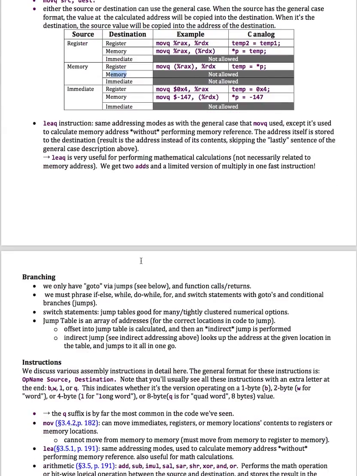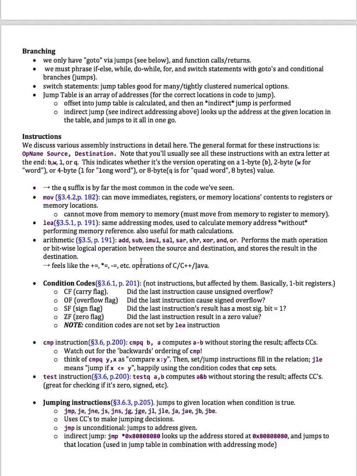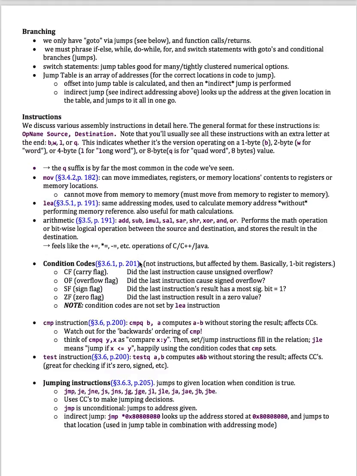All right, let's move on. So we talked about branching, as we talked two pages ago. We only have goto via jumps and calls and returns, and so therefore we must phrase if else, while, do while, for, and switch statements, all of them into goto, and then change them into conditional branches or jumps.